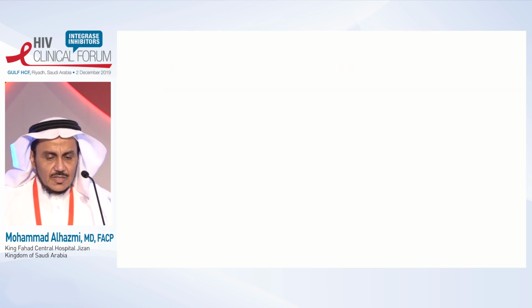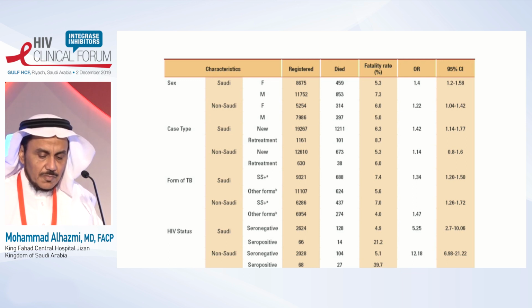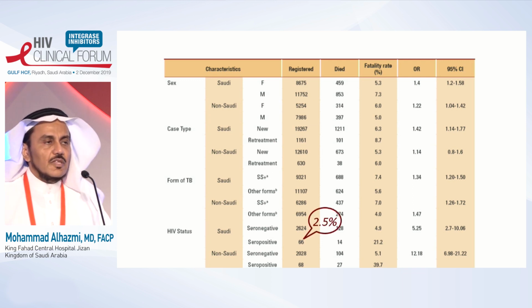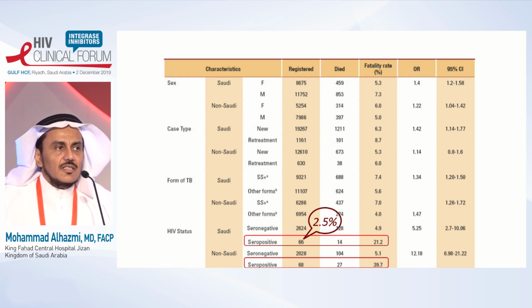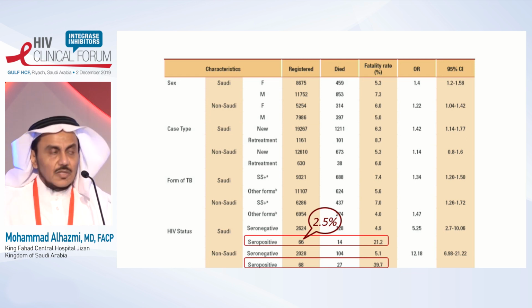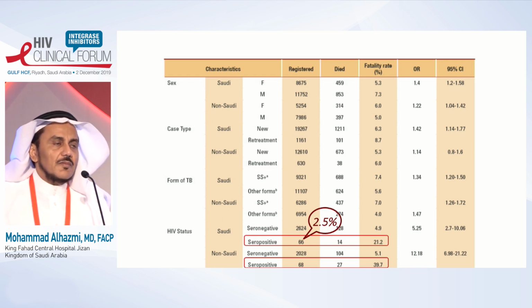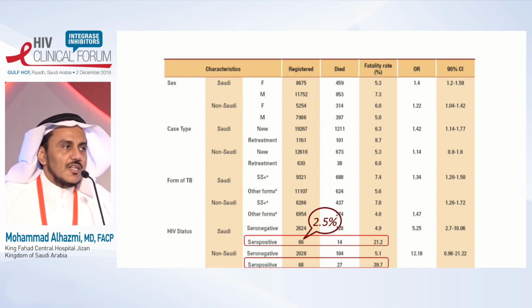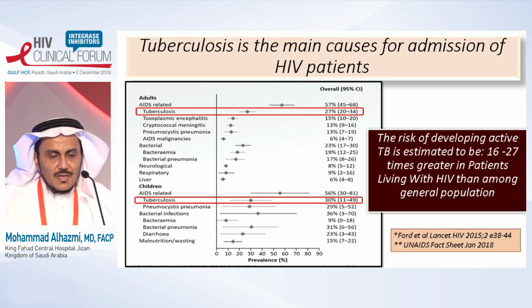I've come across this article that talks about the incidence of HIV among tuberculosis patients. It is around 2.5%. However, if you look at the mortalities, the mortality among the Saudi natives was 21%, and among the expats it was very high, almost double this rate. And I attribute that really to the very late presentation of both HIV and tuberculosis among this community.